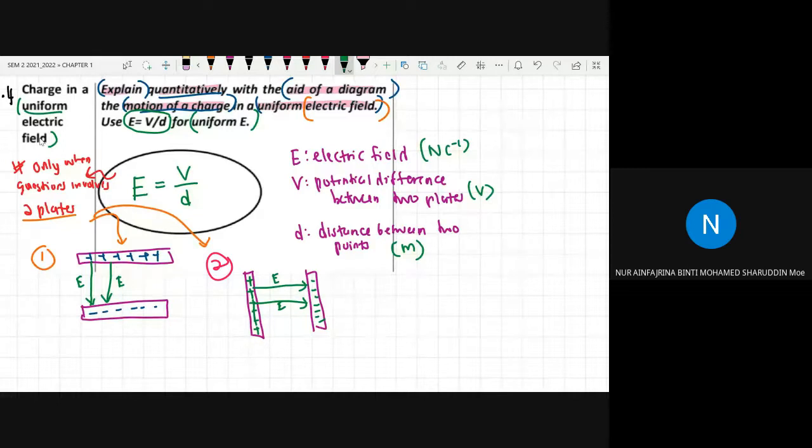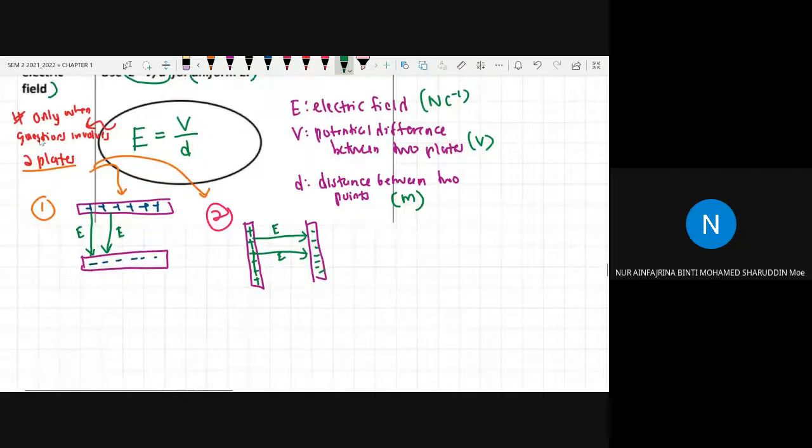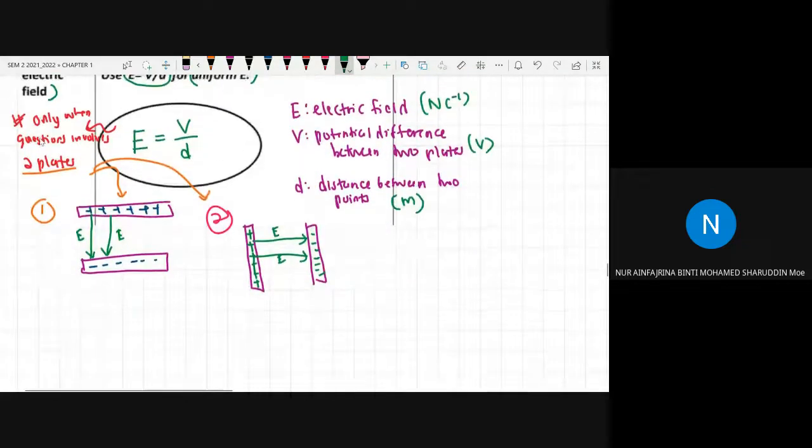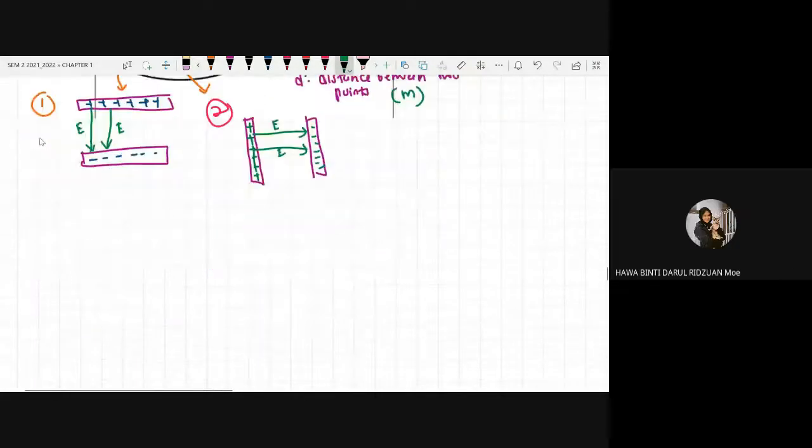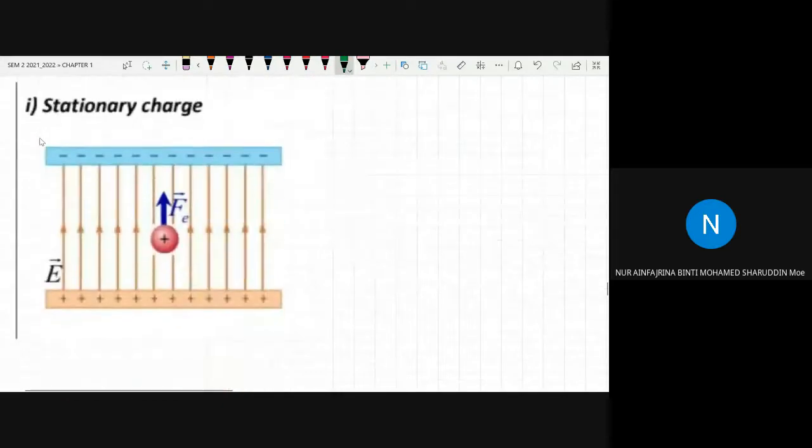Okay, now may I proceed? Okay. For charge in uniform electric field, we will have 4 case. Kita akan ada 4 case. Okay, Miss akan teruskan tau. Boleh Miss teruskan? Okay, I will. Kita akan ada 4 case.